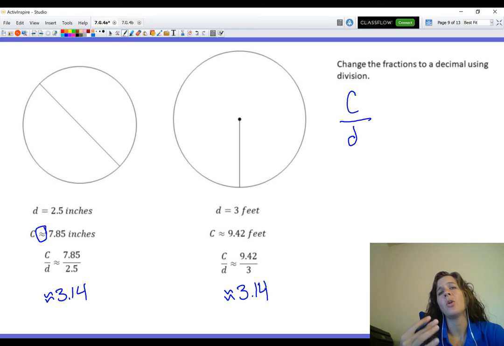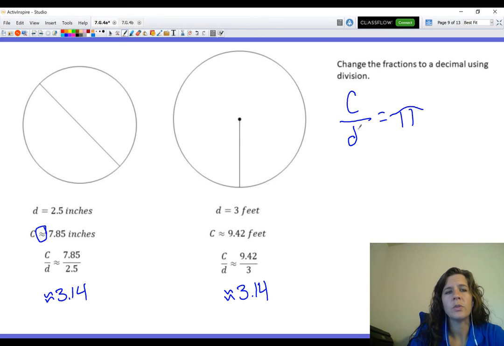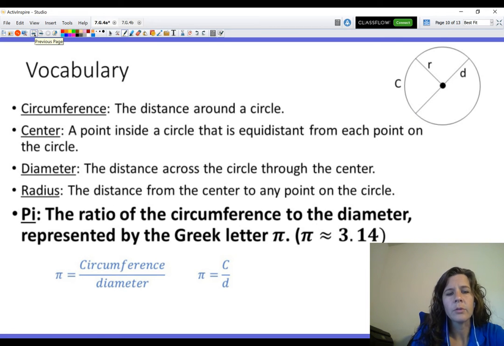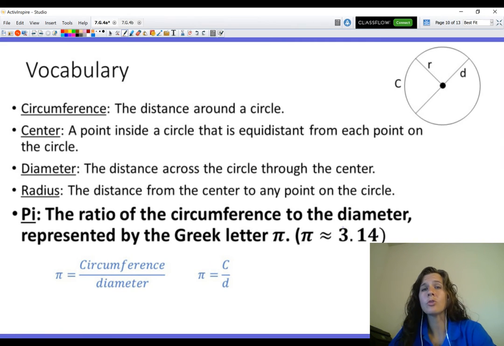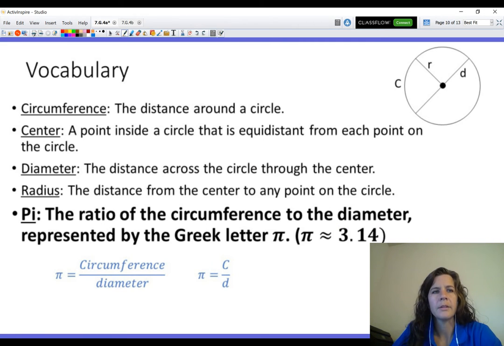This is what we call pi. Pi is the ratio of the circumference to the diameter. Let's look at that on the vocabulary sheet. Pi is the ratio of the circumference to the diameter, and once we put it in a ratio, we can go ahead and divide it. Pi equals circumference over diameter. Pi equals about 3.14. We use 3.14 for pi a lot.